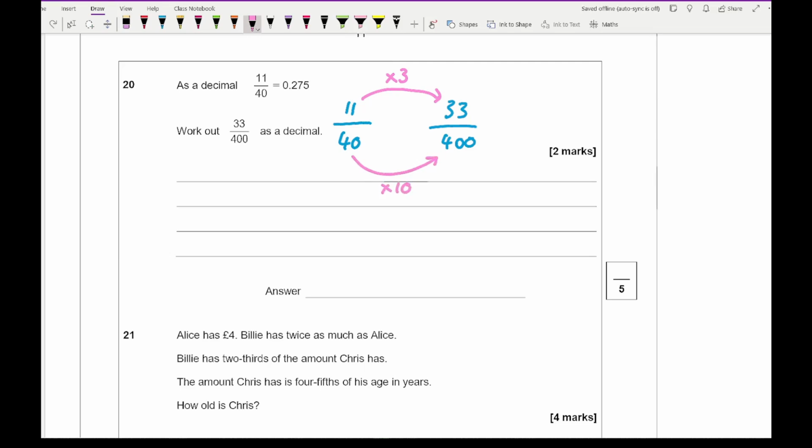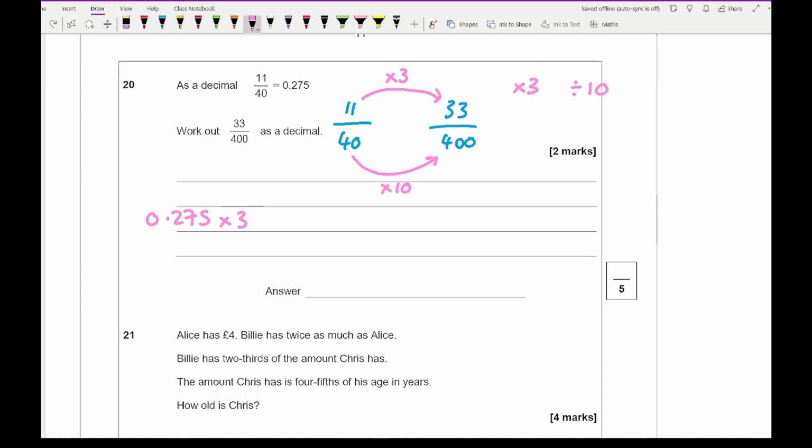So for this, what I need to do is multiply by 3. And then because the denominator is multiplying by 10, we then need to divide the answer by 10. So what I need to do is 0.275 times 3. And again, you can do that in any which way you want in terms of how you multiply decimals.